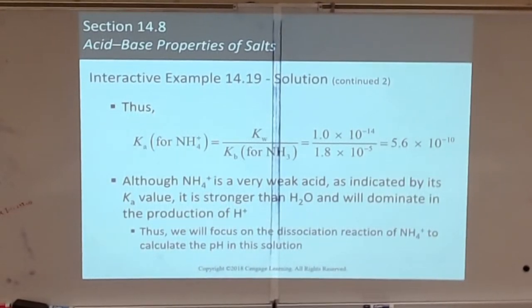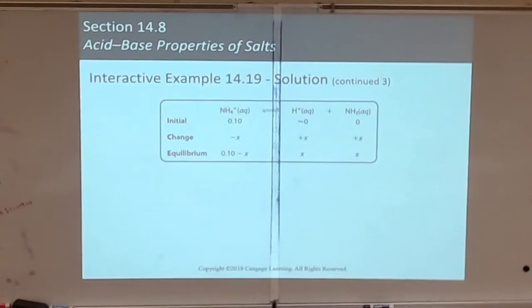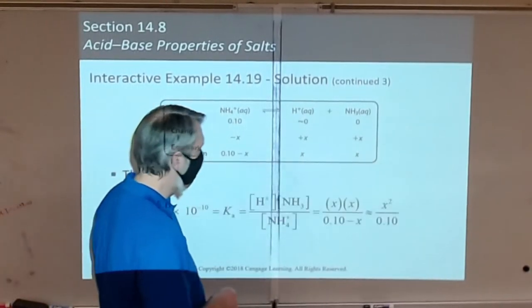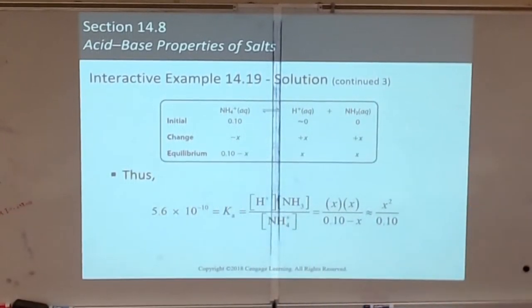It's in your notes, right? Okay, page 20, good. Wait, so that's Ka, 5.6 times 10 to the negative 10, right? Yes, that's the Ka for the ammonium ion. All right, set up our little RICE table, and hopefully we plug that in.